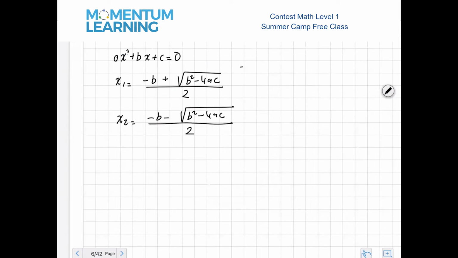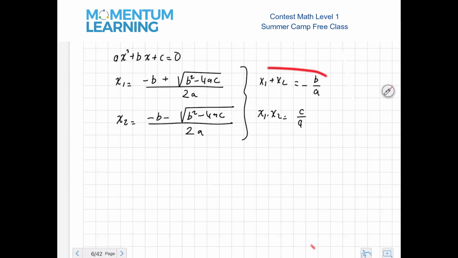Okay. Now pay attention, if we add this, then this part will cancel. So we end up with negative 2b over 2. Sorry, this is 2a. Then we get negative 2b over negative 2a, which is negative b over a. And if we multiply this, it is multiplied like difference of squares. So we get c over a, right?